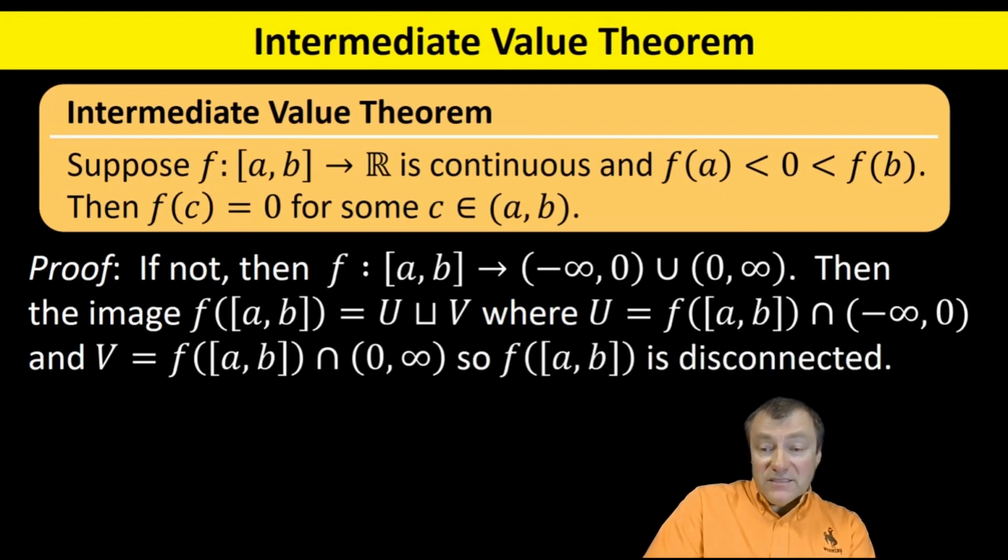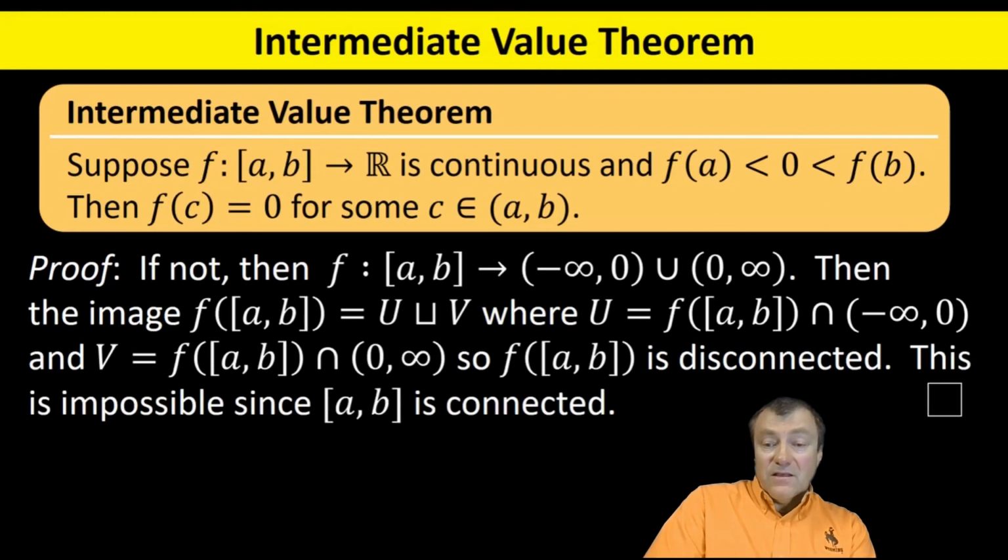This exactly says that the image f([a, b]) is disconnected. On the other hand, the domain, the closed interval [a, b], is connected, since it's an interval in the real line. So here we have a contradiction. This is a very short proof of the intermediate value theorem.